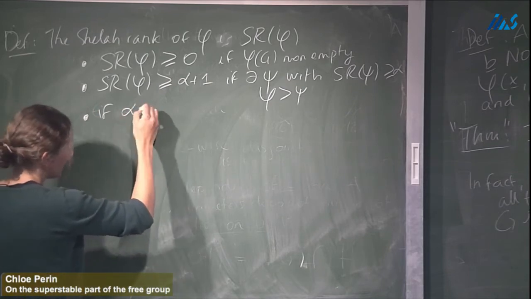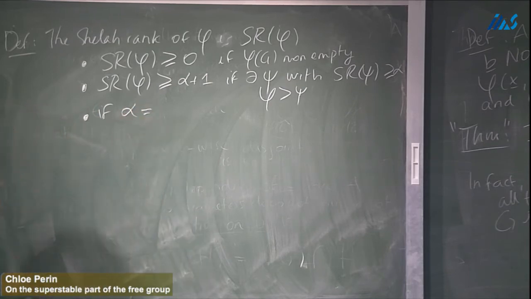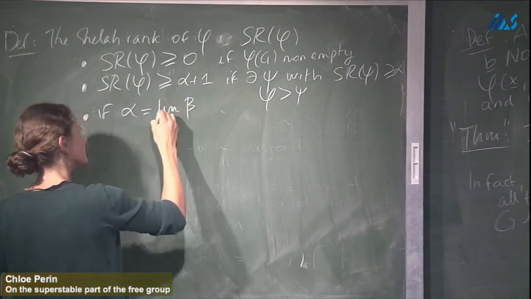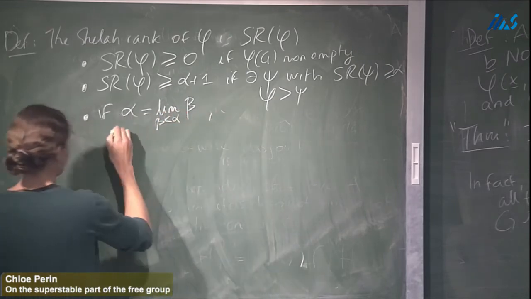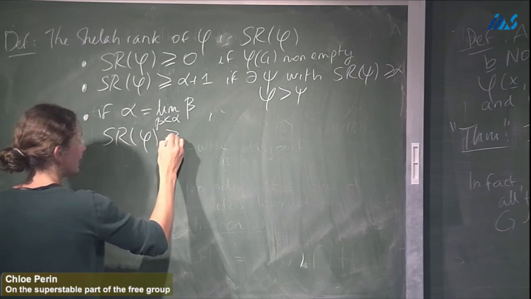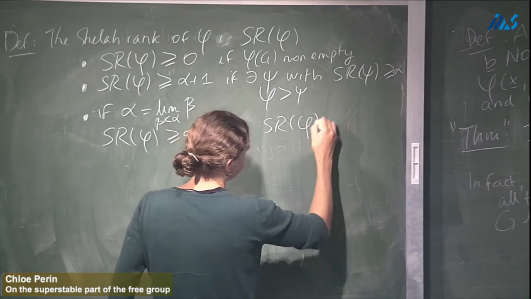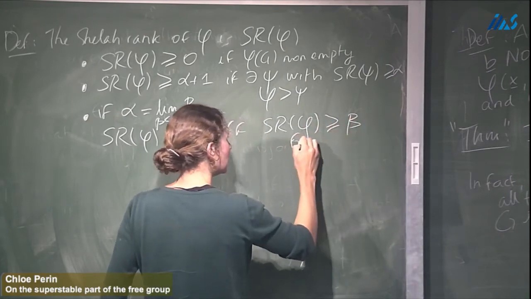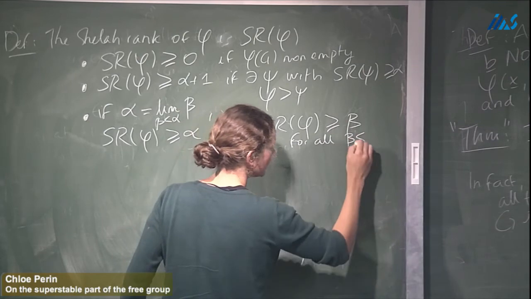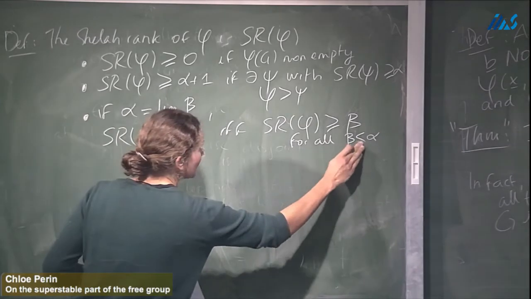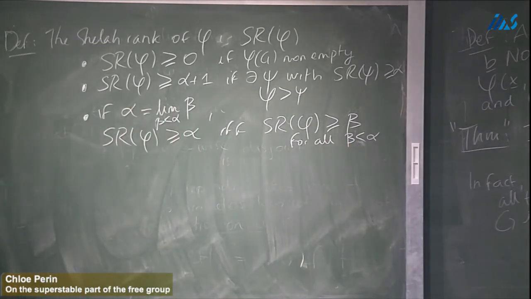If alpha is a limit ordinal, think for example about omega, which is thought of as the limit of all the finite numbers, we say that the Shelah rank of phi is greater than or equal to alpha if it's greater than or equal to beta for all beta strictly less than alpha. And so then if your group is superstable, you can associate a rank with every formula.